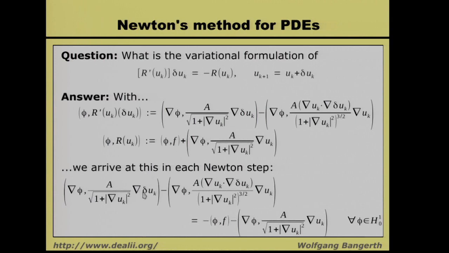And so what I get at the end of the day is that my Newton step will require me to solve the following linear system for delta u, or the following linear partial differential equation for delta uk that appears here and here. uk, of course, is something that I have already computed in the previous iteration, and so this is the equation that I need to solve in every iteration.